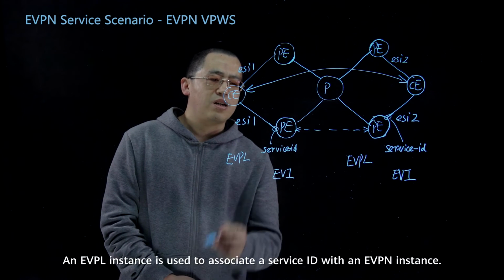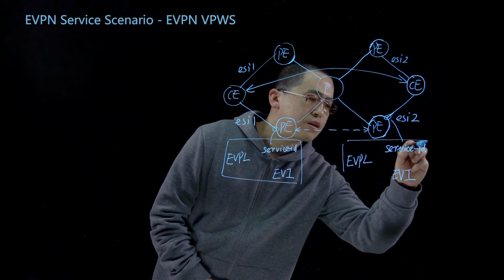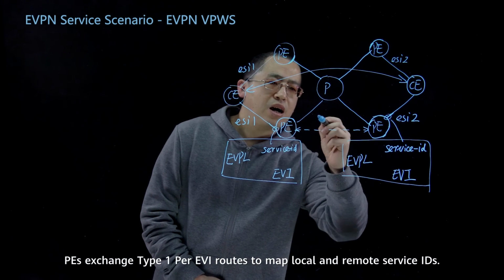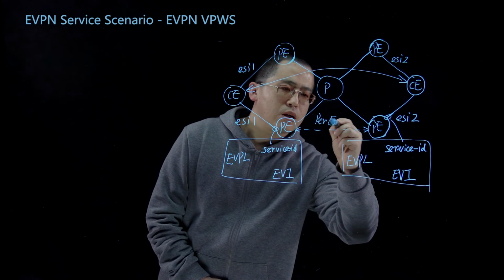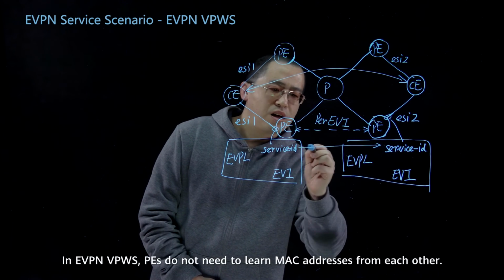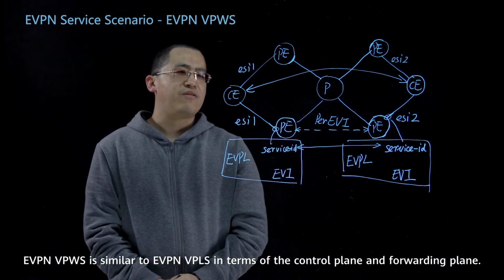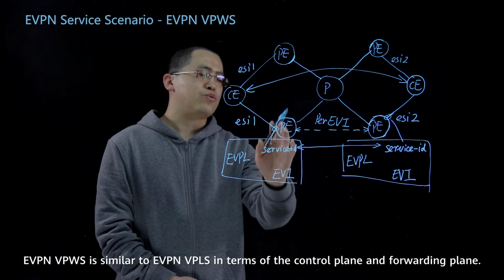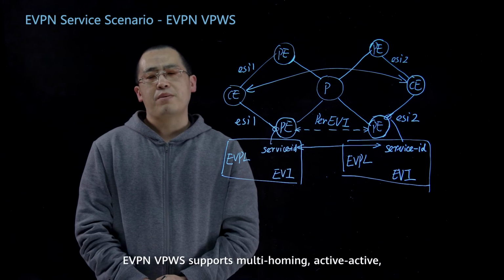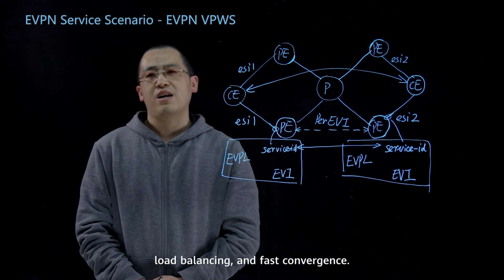An EVPL instance is used to associate a service ID with an EVPN instance. PEs exchange Type 1 per EVI routes to map local and remote service IDs. In this way, a point-to-point forwarding path is established. In EVPN VPWS, PEs do not need to learn MAC addresses from each other. EVPN VPWS is similar to EVPN VPLS in terms of the control plane and forwarding plane. EVPN VPWS supports multi-homing, active-active, load balancing, and fast convergence.